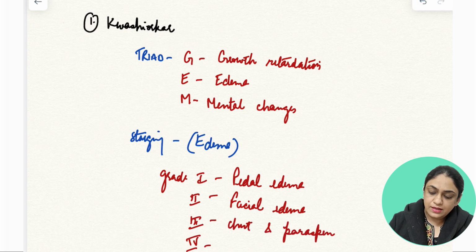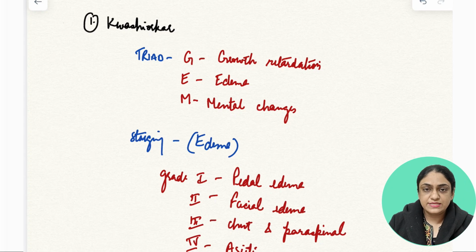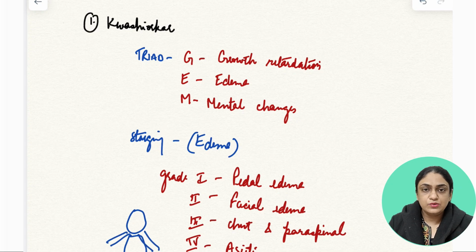In grade 3, edema is also present in chest and paraspinal space. Chest and paraspinal edema is also present, right? In grade 4, ascites is present. So this is the grading of edema in Kwashiorkor. Edema first appears on legs, then on face, then on chest and paraspinal space, and finally ascites develops.